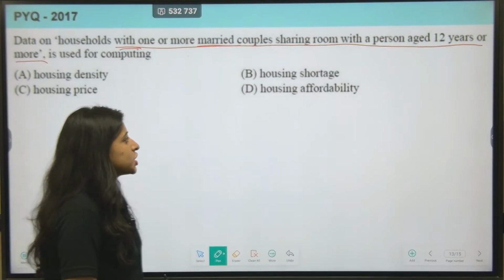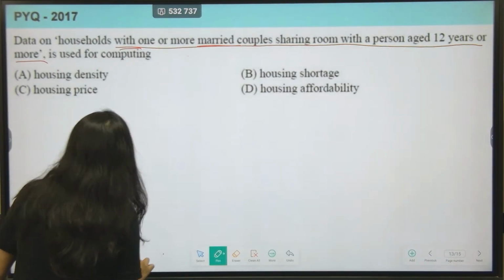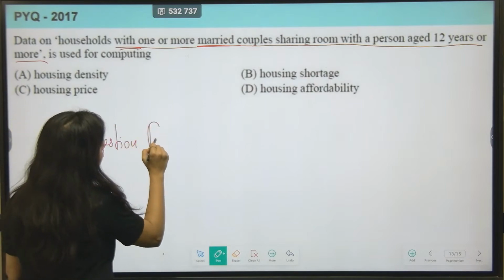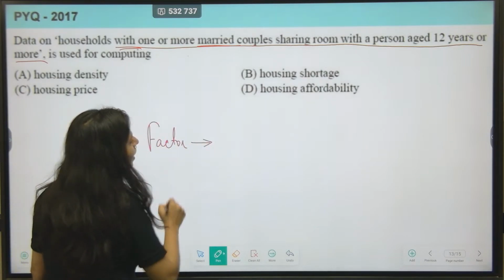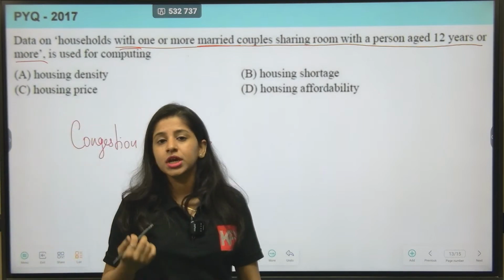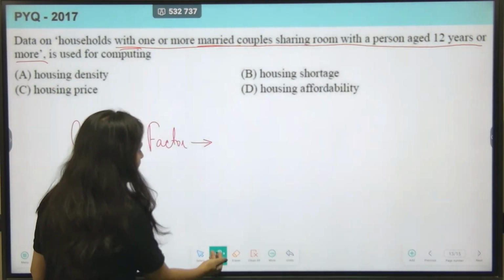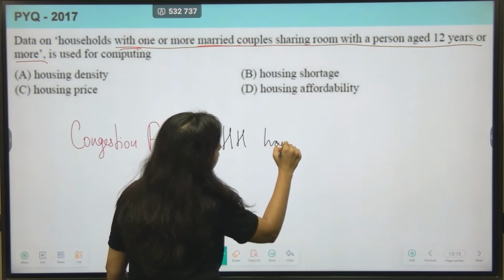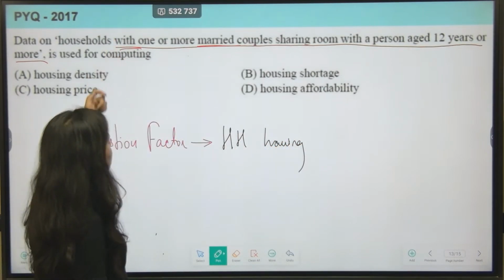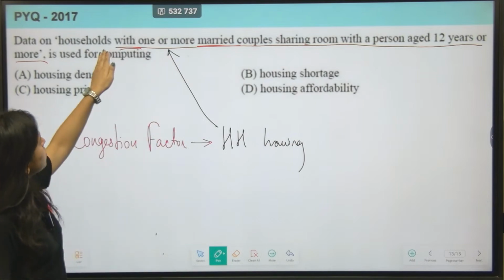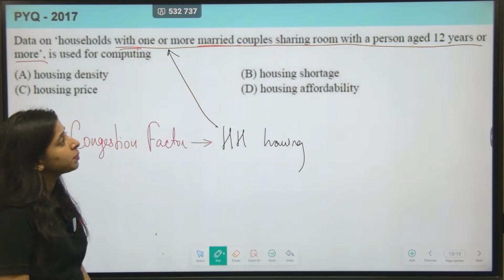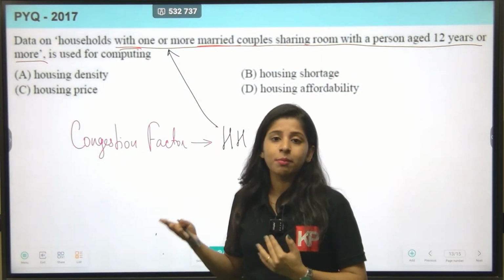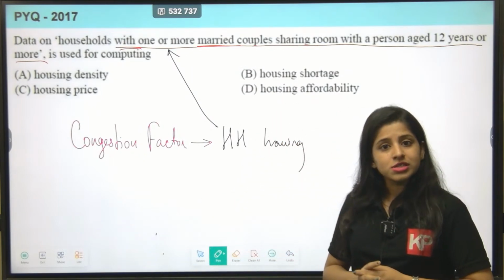So there's a term called congestion factor. Congestion factor is something which is basically socially unacceptable. Okay, so what is congestion factor? The definition is given by households having the same description. I'm not going to write it down. Households with one or more married couples sharing room with a person aged 12 years or more. So if you have a married couple who are sharing their room with somebody who is 12 years or more, that results in a congestion factor.